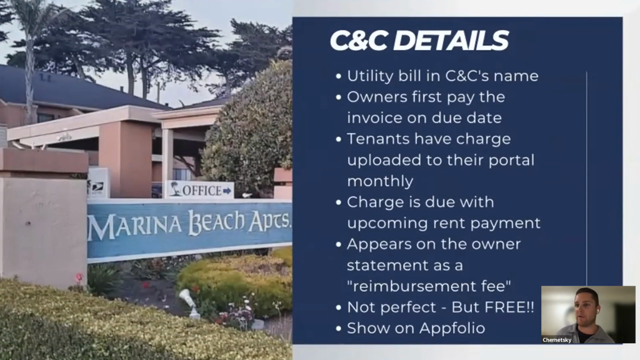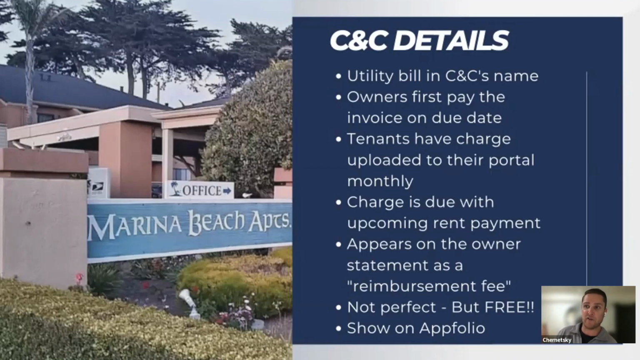So when we take on a new property that's going to be utilizing RUBS, or if we're implementing it at a property that we already manage and we're just switching to the system, the first thing we're going to do is put that utility bill in CNC's name. So we'll call Cal-Am Water, put it in our name, and then we will start receiving those bills. As we receive them, we pay them as normal on the 7th, on the same day as owner distributions. And so the owners will first be responsible for that bill.